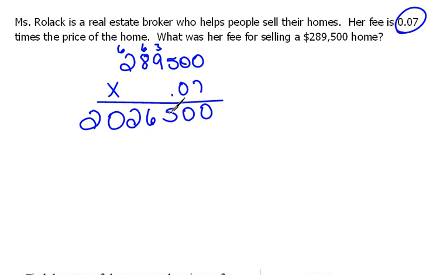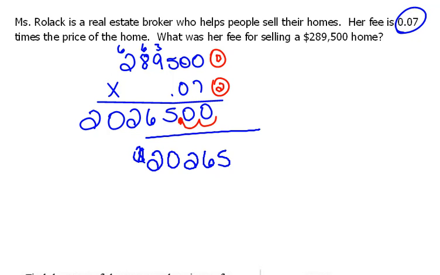Now we'll worry about the decimal. Here we have 0 decimal places. Here we have 2 decimal places. So I need to move for my answer a total of 2 decimal places. So 1, 2 would be right in there. This tells us then that she's going to make $20,265 off the sale of that almost $300,000 home.